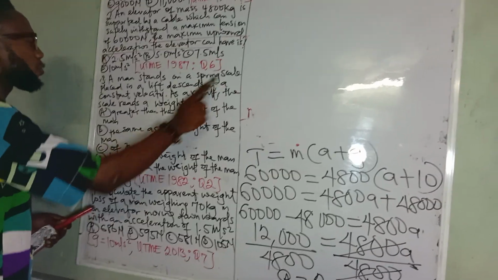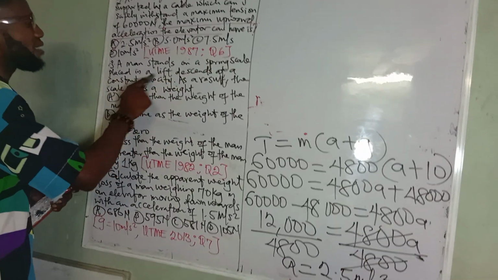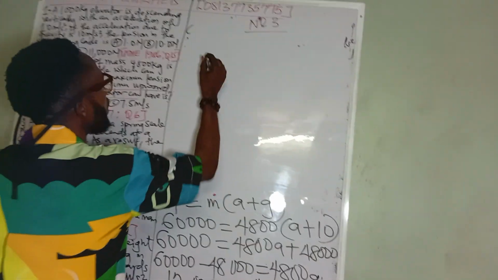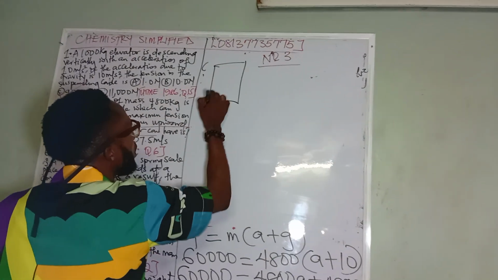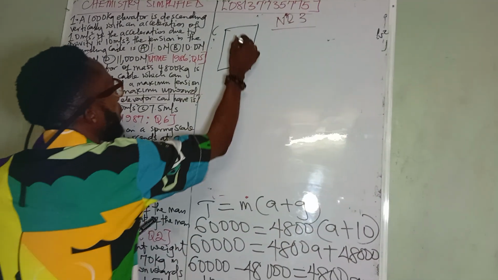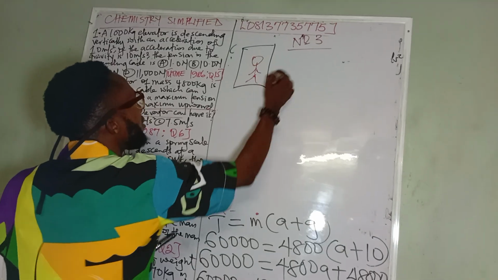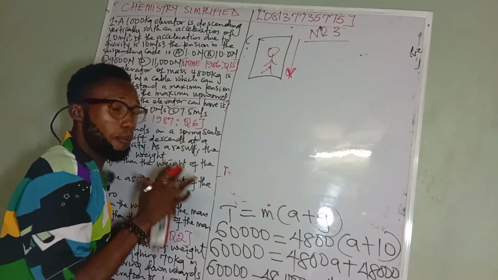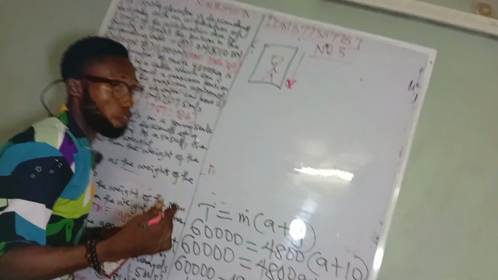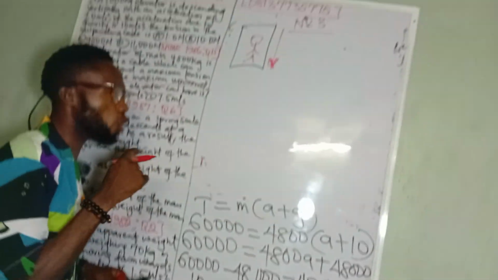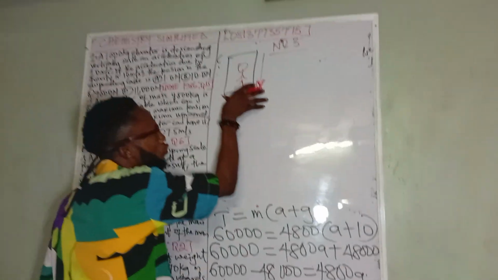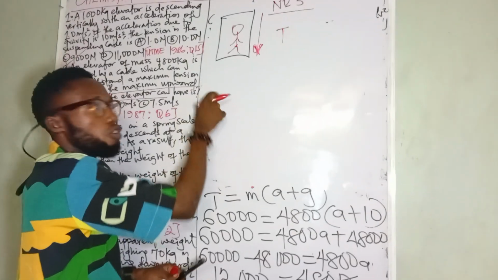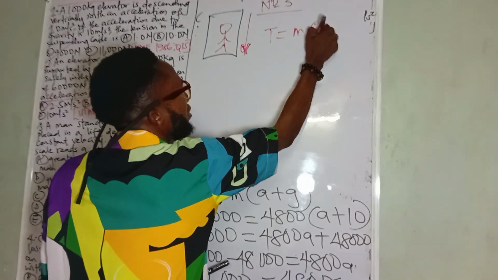So a man stands on a spring scale placed in the lift, and the lift is descending. If you have the lift, and we have a man in it, and the lift is descending, what does that mean? I have explained it in the previous video very well. So to those that have watched it, you understand. If you have not watched it, please make sure you go back and watch it. So the formula when the lift is descending, we have done it. That's what we saw in the first question. So T equals M open bracket G minus A.